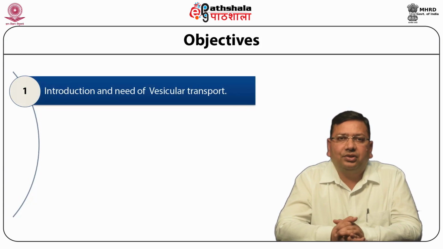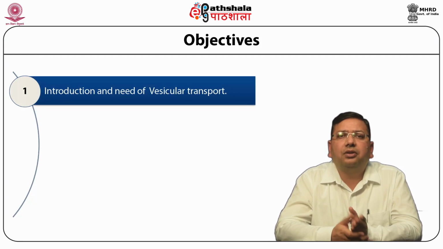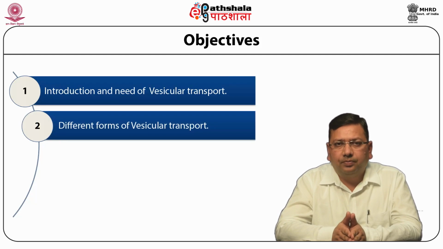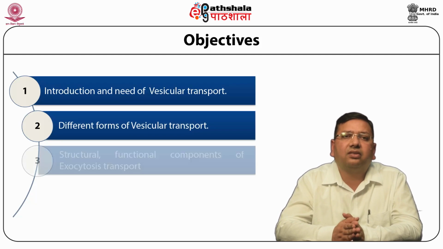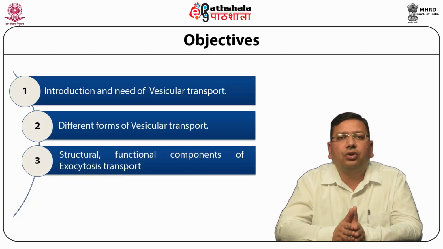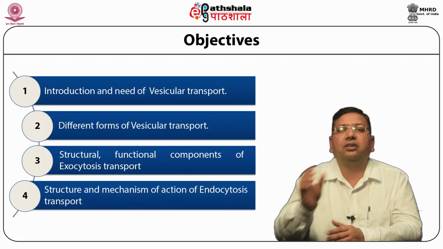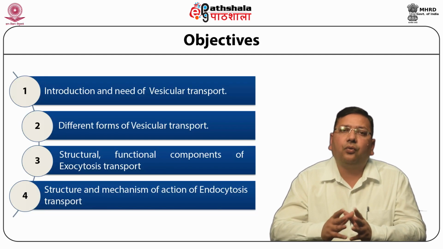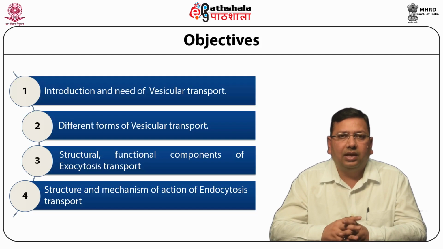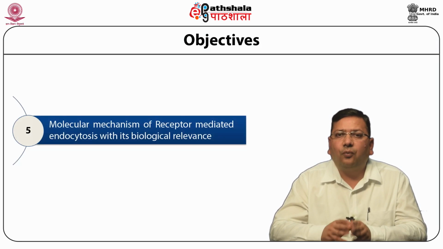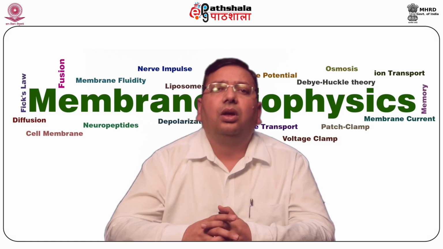Firstly, the introduction and need of vesicular transport. Then, different forms of vesicular transports. Thirdly, we will discuss functional components of exocytosis transport. Then we will move towards structure and mechanism of action of endocytosis transport. And lastly, we will talk about the molecular mechanism of receptor mediated endocytosis with its biological relevance.